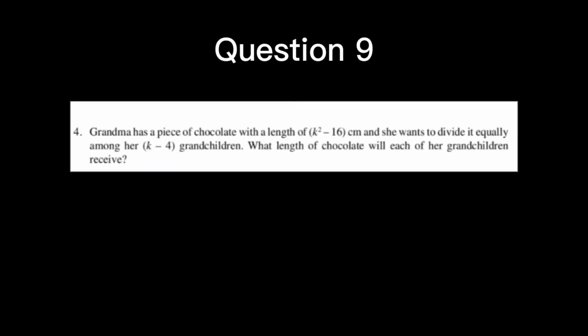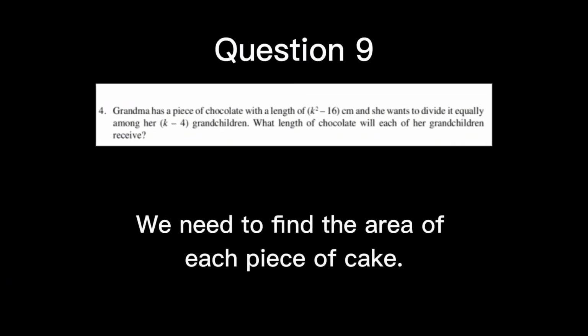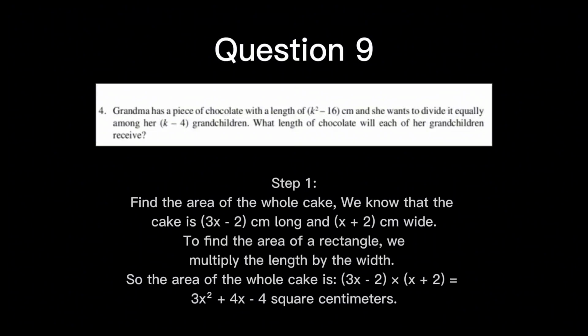Question 9. Azima's cake, we need to find the area of each piece of cake. Step 1. Find the area of the whole cake. We know that the cake is 3x + 2 cm long and x + 2 cm wide. To find the area of a rectangle, we multiply the length by the width. So the area of the whole cake is (3x + 2)(x + 2) = 3x² + 4x + 4 square centimeters.